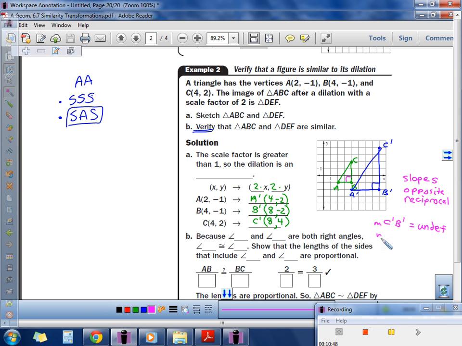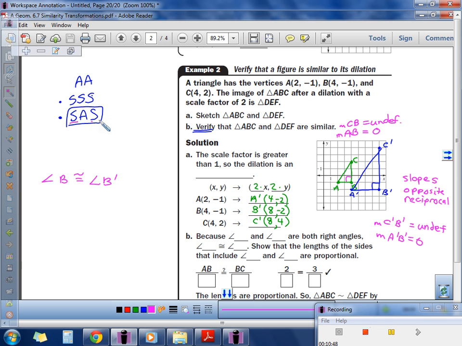So the slope for CB is undefined. The slope for A prime, B prime is 0. Horizontal is 0. It's flat. It's like the ground. We can walk on the ground. Same kind of thing up here. Regular CB is going to be undefined. And then the slope for AB is going to be 0. So those are always going to be opposite reciprocal when they're undefined and 0. So I did the angles. I can say the angle B corresponds and is congruent to angle B prime. Since they're not connected to anything, I can say those single letters.